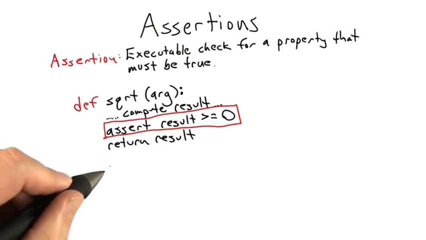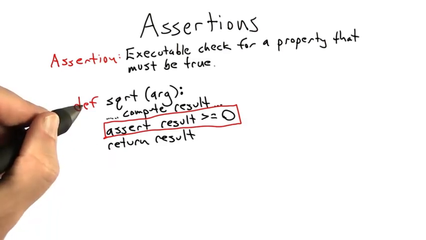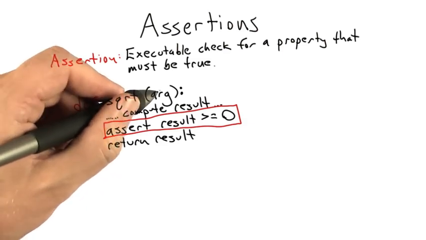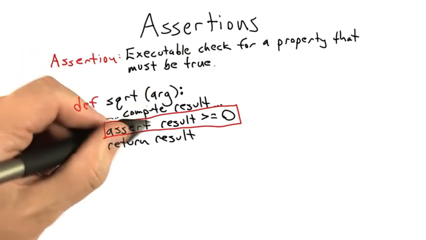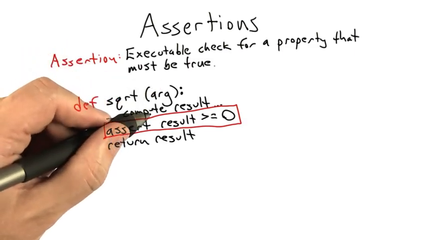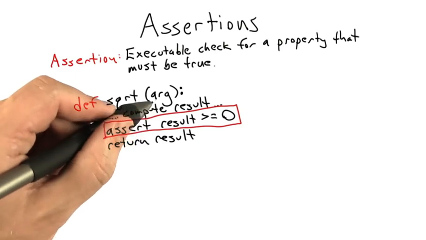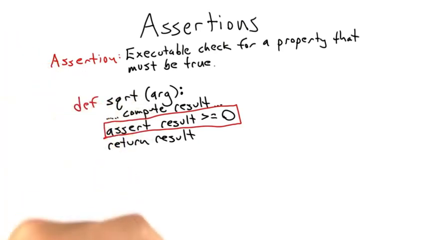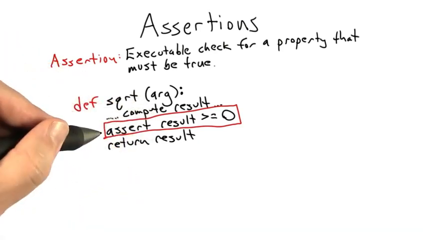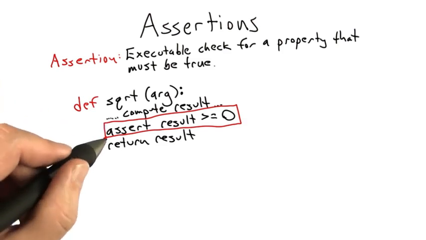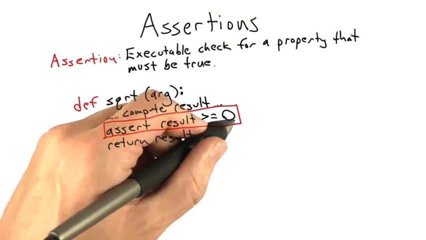So let's return to the square root example we've been using. Here we're going to define a Python function called square root, which takes an argument. There's going to be some code at the top which computes the result. And now what we're going to assume is that if the argument to the square root was negative, this bailed out with some sort of exception. So if we reach this line in the code, then we've successfully computed a square root result.